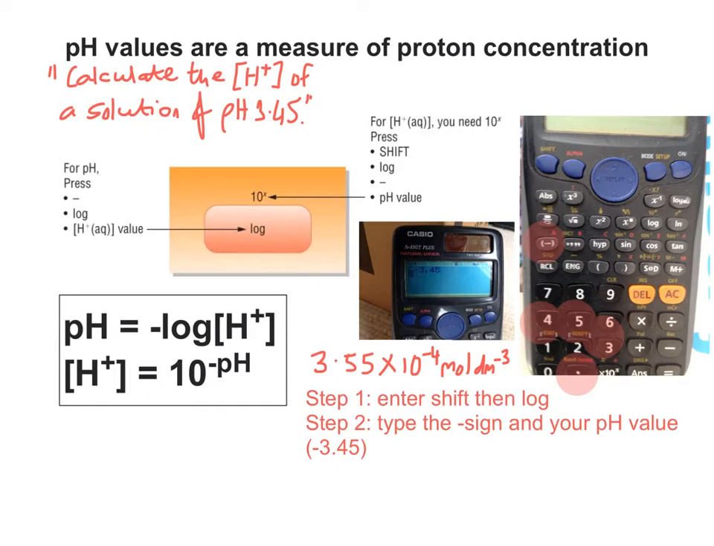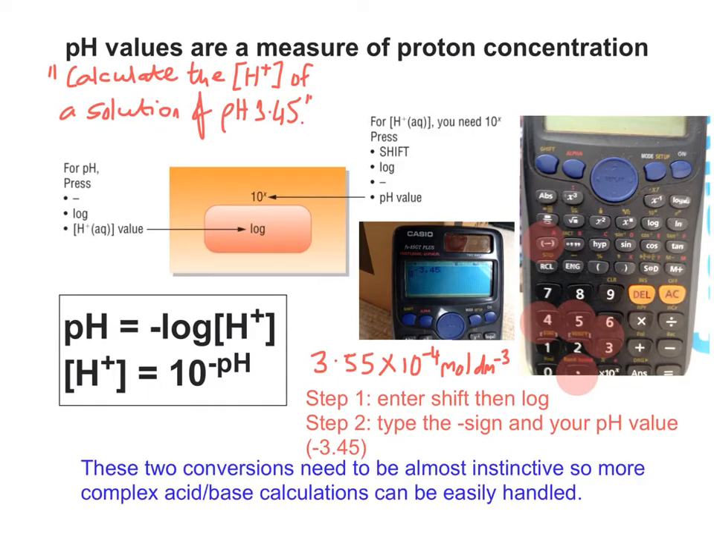So it's well worth going away and having a think about this. And it's also a really good idea to make sure you've practiced this interconversion extensively, so it's almost like you don't have to think about it. Because there are more complex acid-base calculations that you'll need to be able to do at A-level, and they will assume that you'll be able to convert between pH and hydrogen ion concentration easily and confidently.